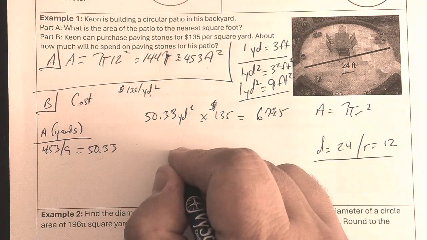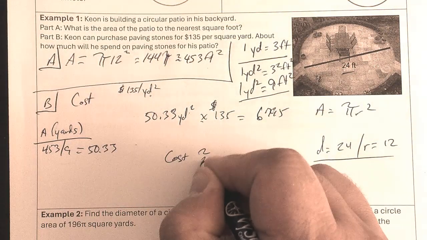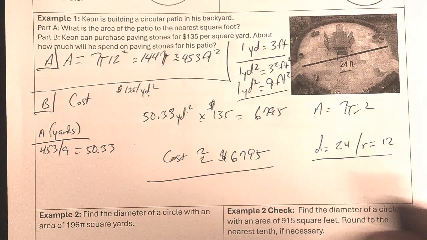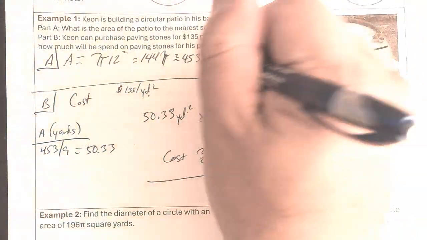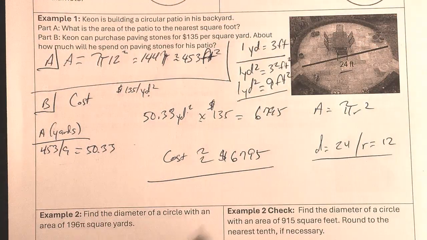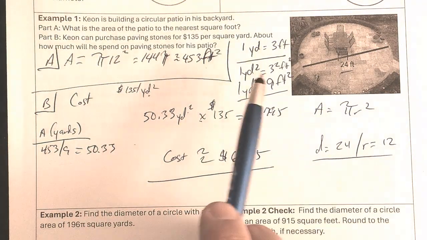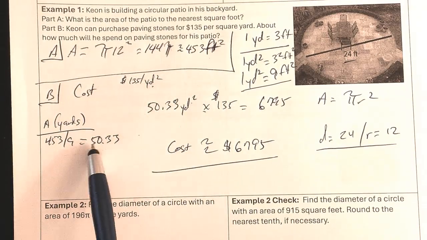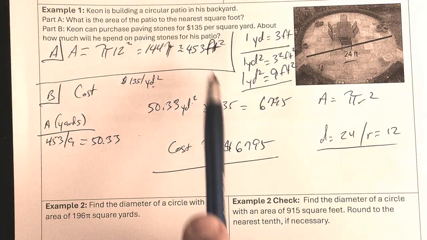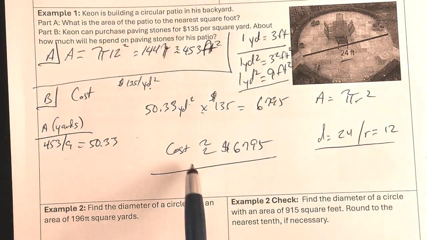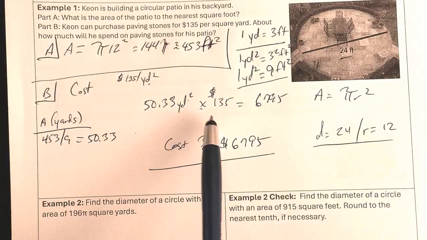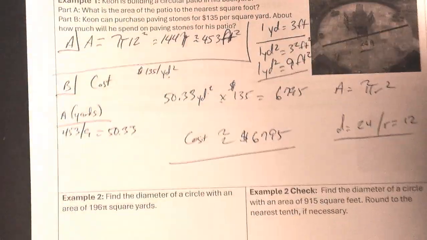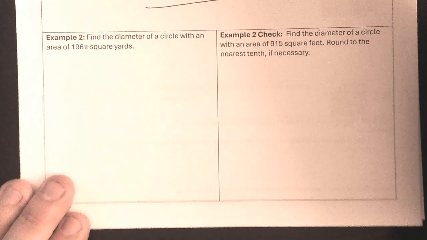So the cost is approximately $67.95. Let me try to clean this up here. This is yards. So we had to convert this from feet squared to yards squared, because that's how much they're selling it by. And then we multiplied our yards squared by how much per yard, and that's how we got that. Hopefully you understand. If not, do let me know.